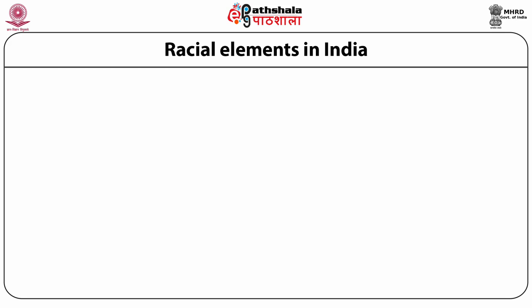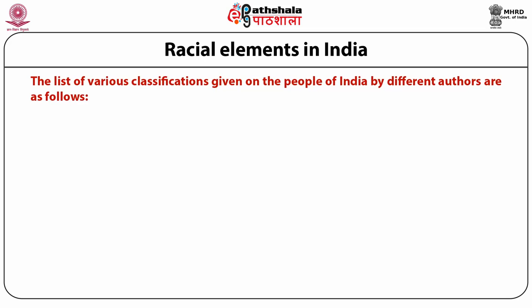Racial elements in India. The racial classification of the Indian population was first attempted by Sir Herbert Risley, and the findings were published in a book, The People of India. The list of various classifications given on the people of India by different authors is as follows.